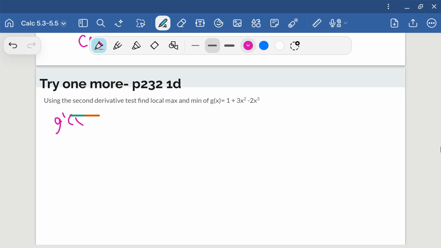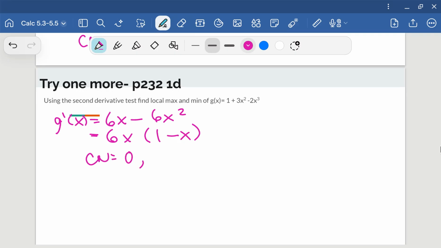So we'll find the first derivative will be 6x minus 6x squared, and then factor out a 6x, and you're left with 1 minus x, just 1 minus x. And then your critical numbers would be 0 and positive 1. So then going through, to get your second derivative, I go back to this first line here, my second derivative would be 6 minus 12x.